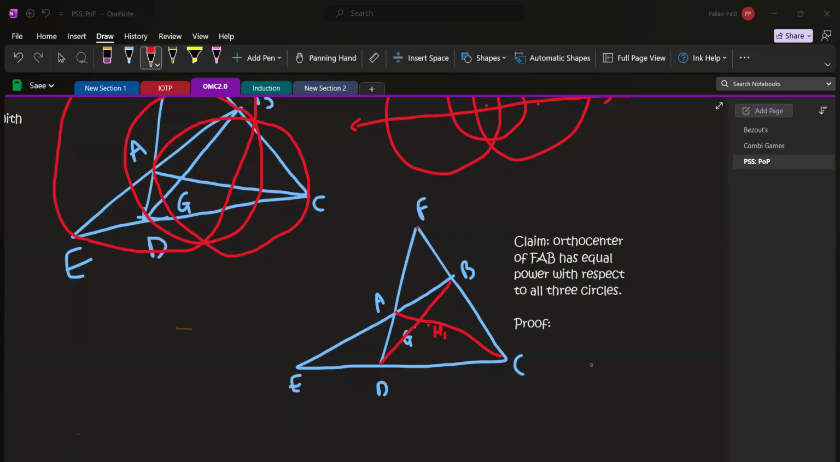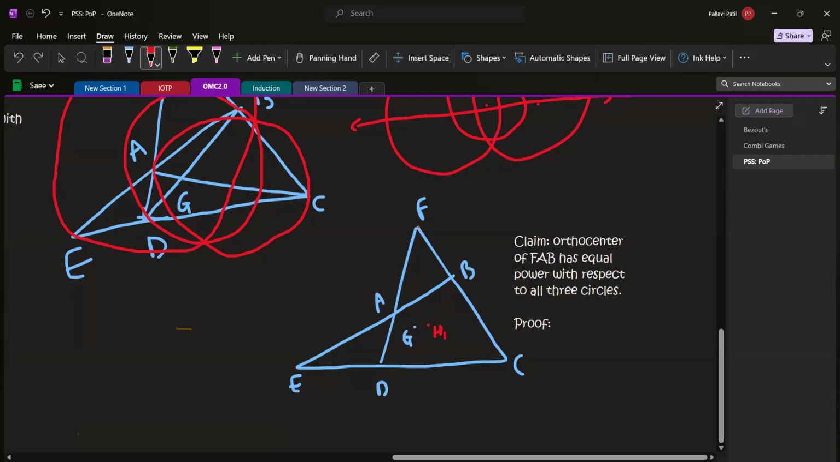Okay, let's drop the perpendiculars. Maybe that will make more sense. We know this is 90. We know this is 90. And we know this is 90. Okay, now somebody should be able to answer this. What will be the power of H?